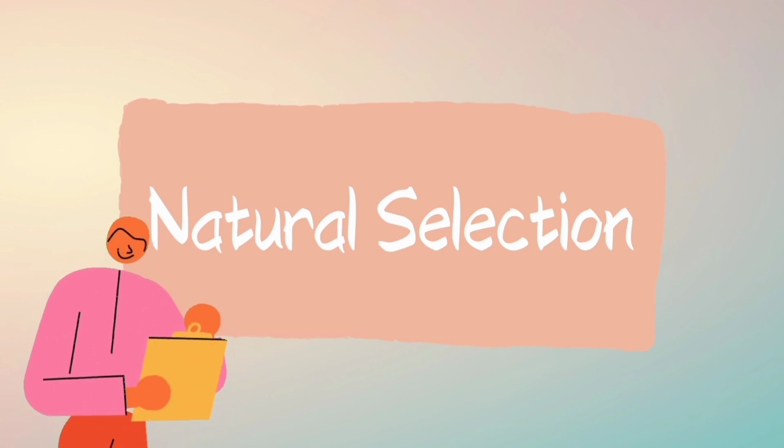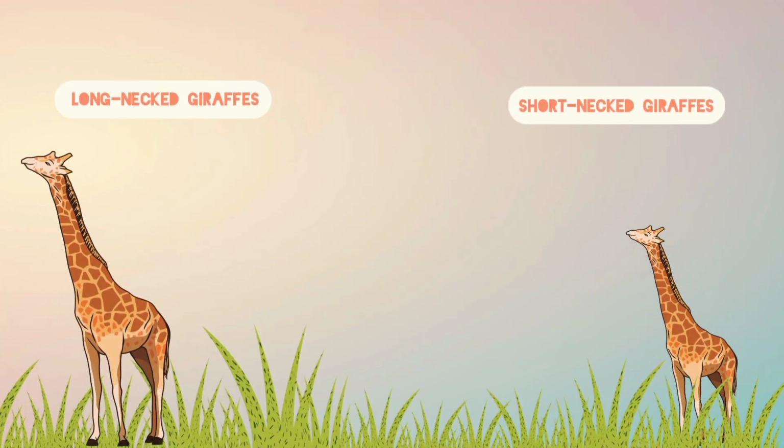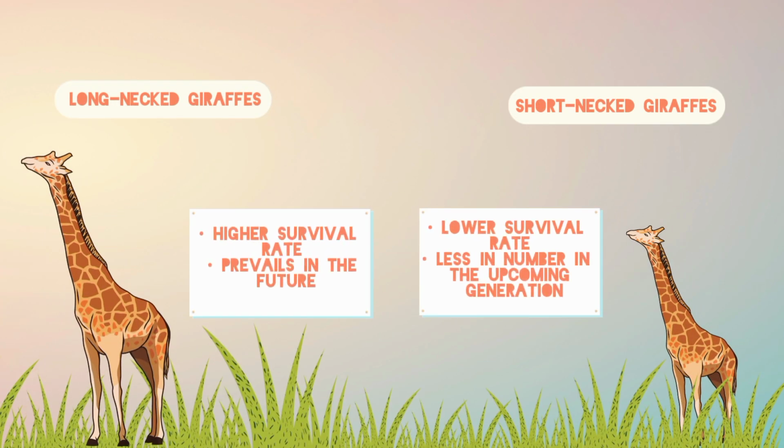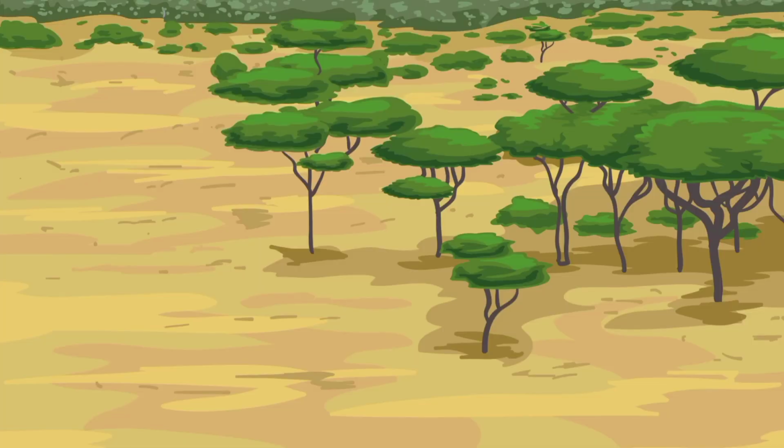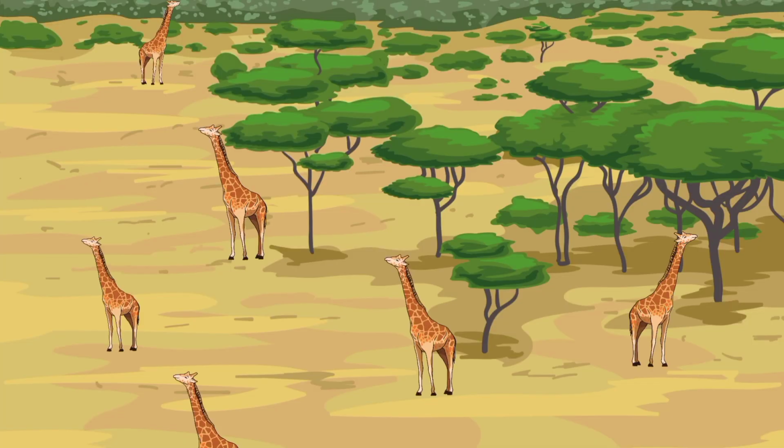An example of natural selection is how giraffes with longer necks are more likely to have a higher survival rate than those with shorter necks, since they have more access to food. Therefore, more giraffes with longer necks will be reproduced in the future.